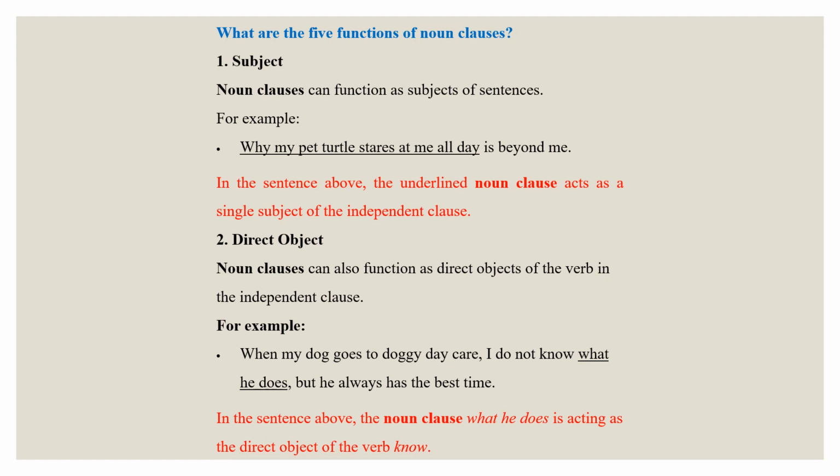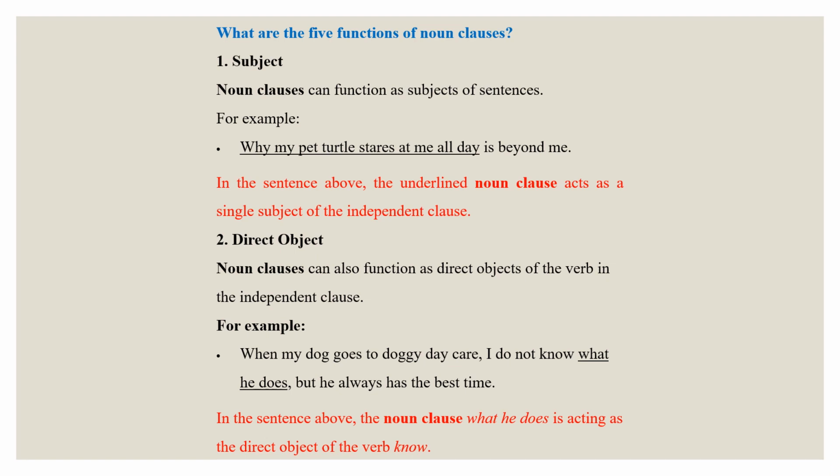Number 1. It can function as the subject of a sentence. Example, "Why my pet turtle stares at me all day is beyond me." In the sentence above, the underlined noun clause acts as the single subject of the independent clause.